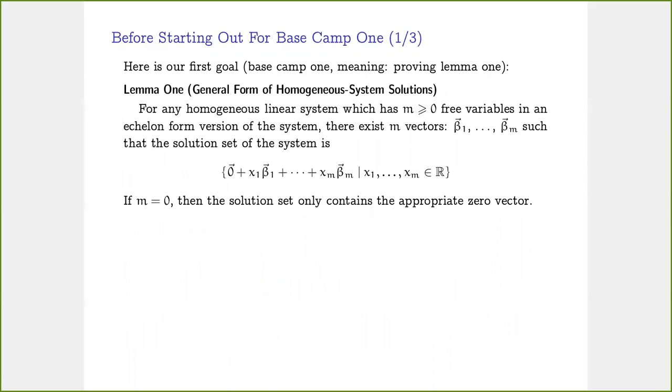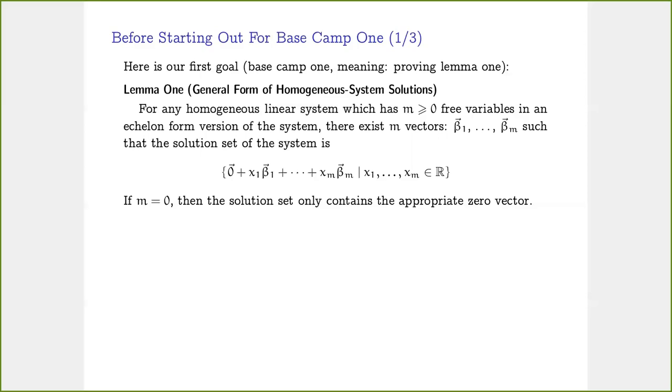Okay, let's do a little warm-up before setting out. So this is our goal, what we're aiming to get to in this video. Lemma One, general form of just the homogeneous system solutions. What is the claim? The claim is for any homogeneous linear system which has m free variables in an echelon form version of the system, there exist m vectors, beta 1, beta 2, up to beta m, such that the solution set of the system is zero plus that linear combination, x1 beta 1 plus x2 beta 2 plus up to xm beta m, where the x's can be any real numbers.